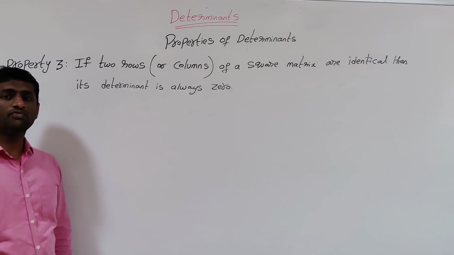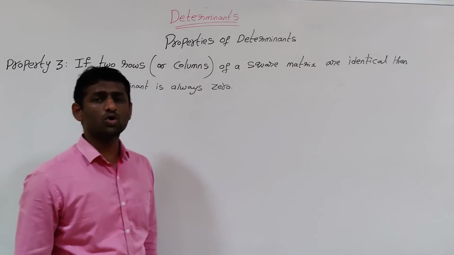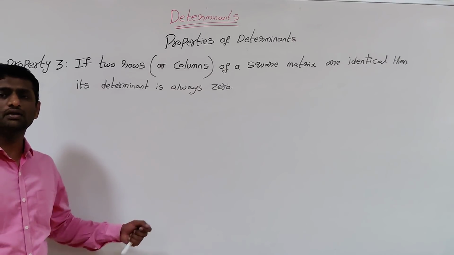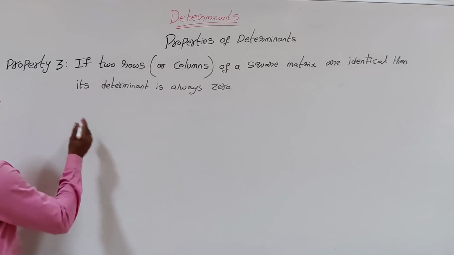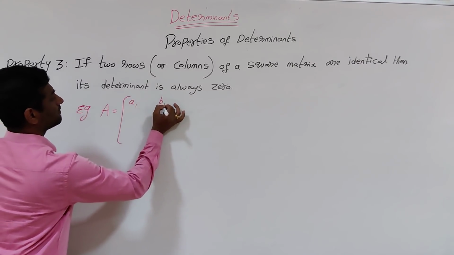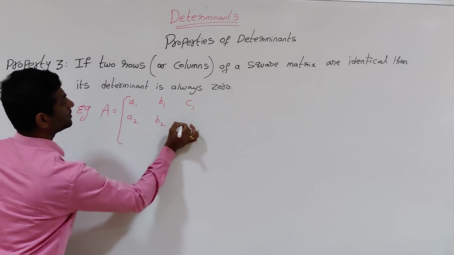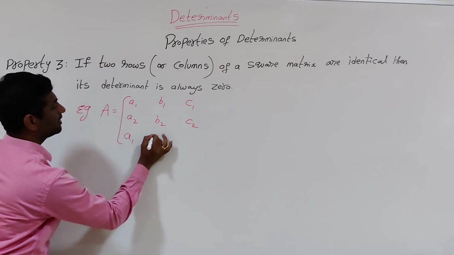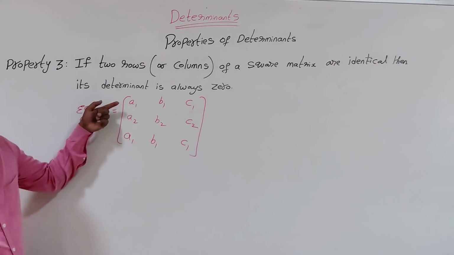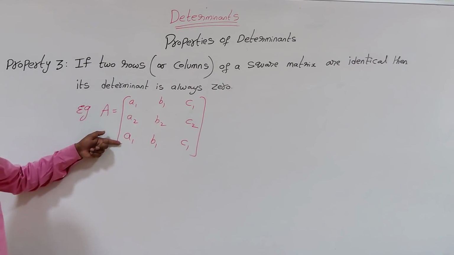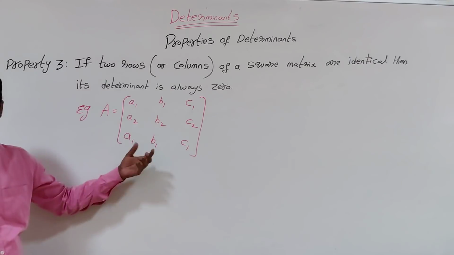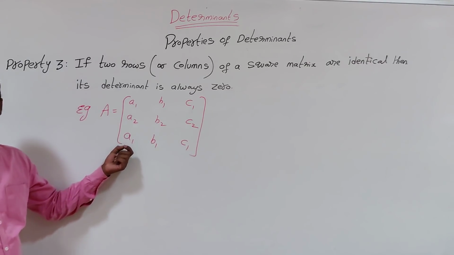Property 3. If any two rows or two columns are identical in a square matrix, then the determinant of the matrix is always 0. Identical means equal. So, example: A is equal to A1, B1, C1, A2, B2, C2. In the third row, again A1, B1, C1. Observe the rows. Row 1 and row 3 are the same. The elements are A1, B1, C1, and in the third row also A1, B1, C1. Now, if this is the case, let's see what the determinant is.